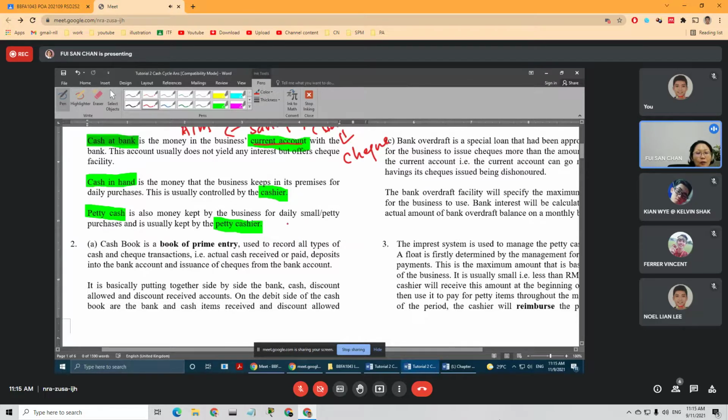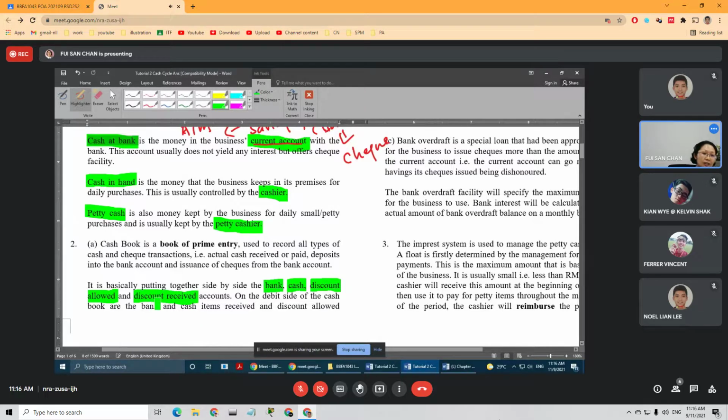So what are the four accounts? Anyone? Capital account? Inside the cash book, where is the capital account? In your cash book, you have four accounts combined in one cash book. Your answer is actually in front of you, I highlighted it for you: bank account, cash account, discount allowed, and discount received.